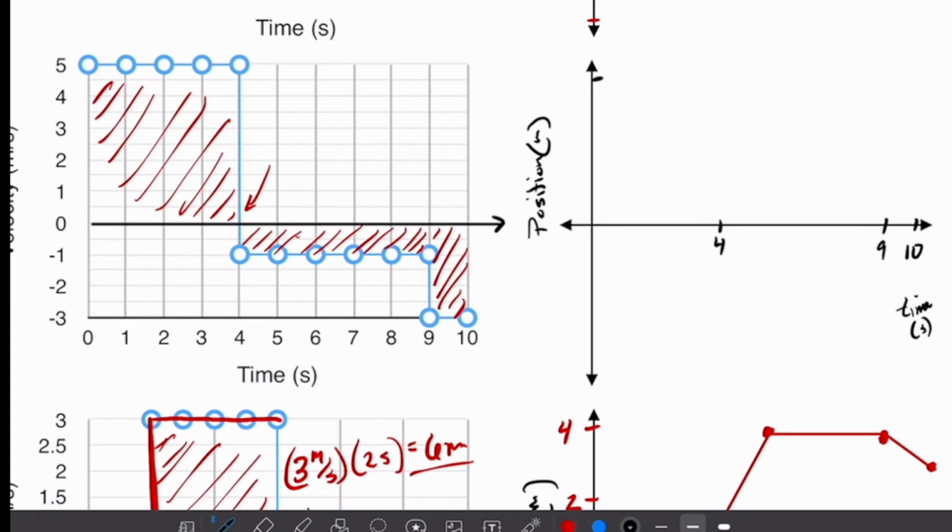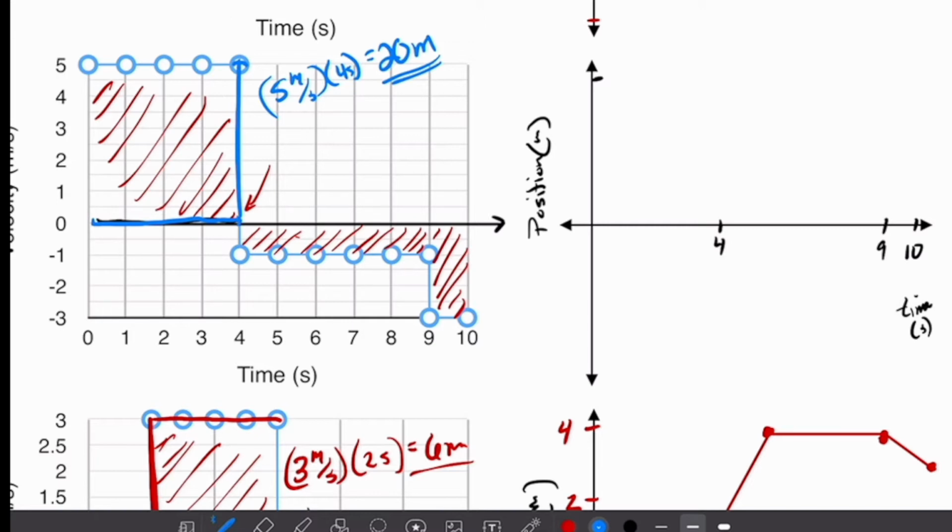This is where I will physically look at the areas by calculating the area of each section. So this first area has a base of 4 and a height of 5 meters per second. So 5 meters per second times 4 seconds is 20 meters. It's positive. Keep that in mind now. I don't need to use it right away. I'm just going to keep it in mind.